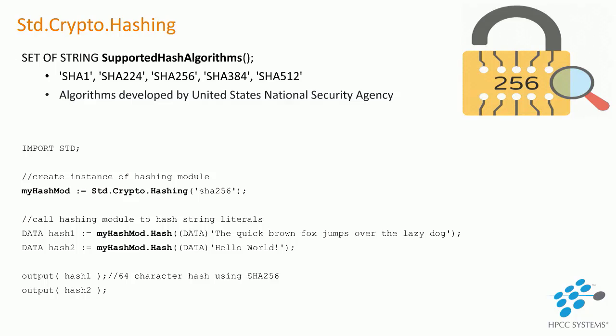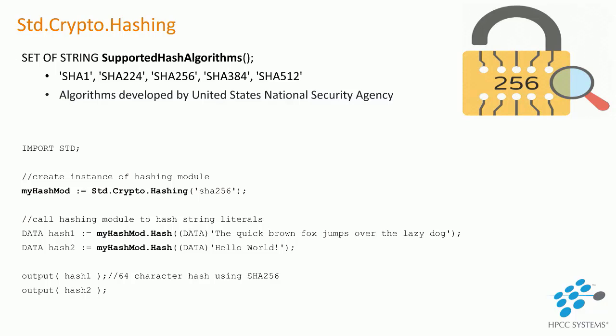So if you want to look at the ECL that follows, this is a simple thing. You import the standard library as always. The next line defines a hashing module called hashing, and the attribute you pass it is the name of the algorithm, which in this case is SHA-256, and what you get is the reference to the hashing module.